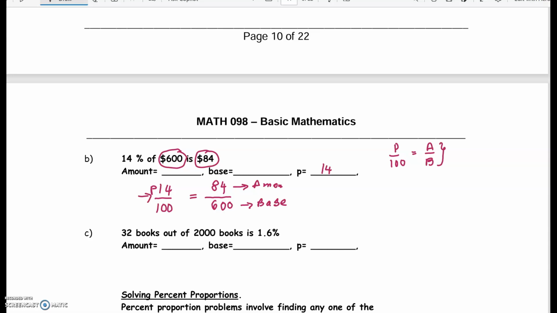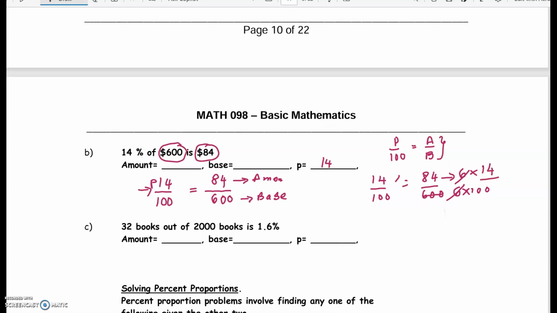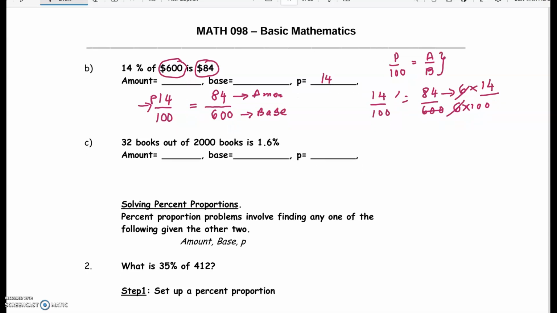Now we can always check if this is a correct statement. You go 14 over 100 is equal to 84 over 600. So let's say 6 goes into 100, 6 times, 100 times, sorry. And then if we divide 84 by 6, 6 ones is 6, 6 fours are 24. We cancel the 6's and we get 14 over 100. So both sides are equal. We can always check that.